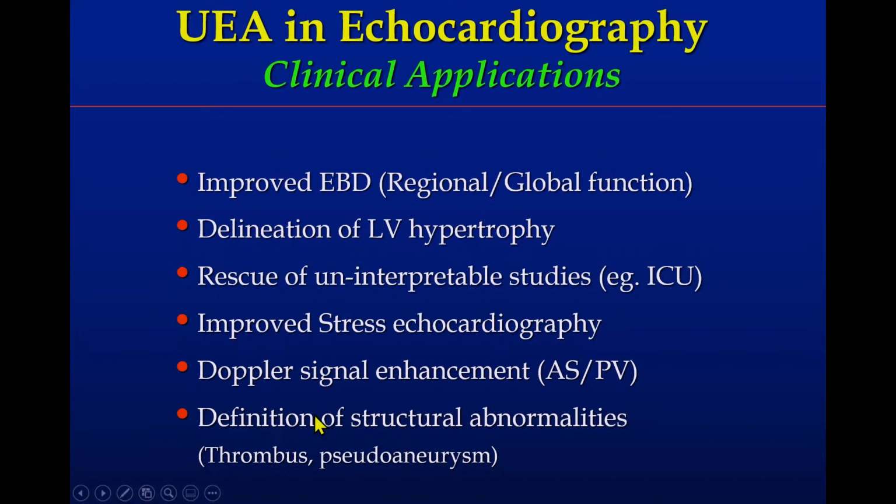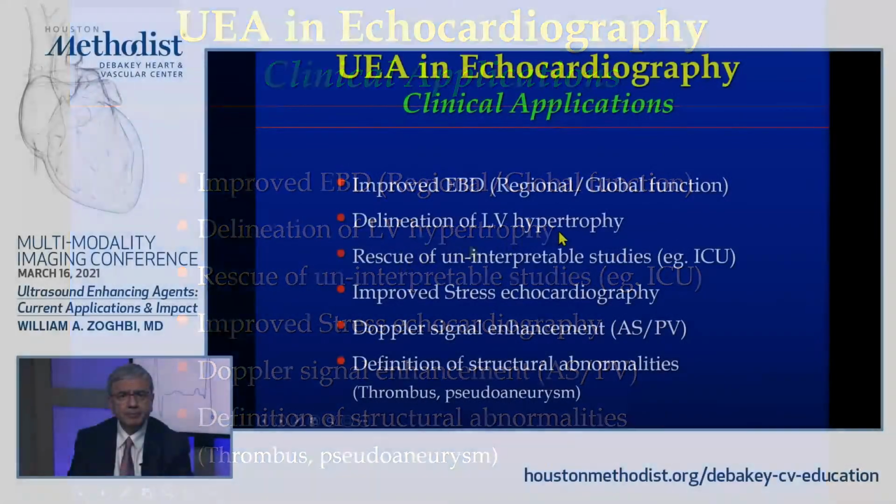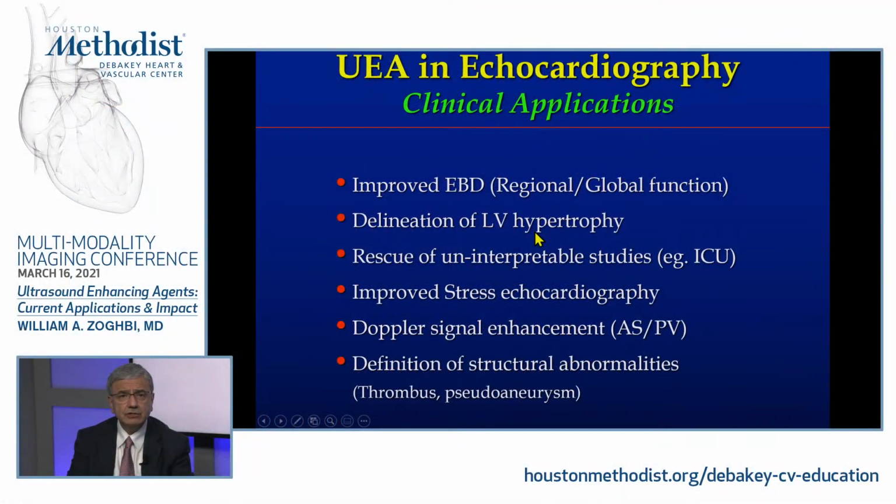Number 1, as I mentioned earlier, improved endocardial border definition, regional as well as global. With that also comes delineation of hypertrophy. You really can rescue uninterpretable studies from the ICU, particularly improved stress echocardiography. This is not a clinically approved indication, but certainly very helpful for the same principle, basically.